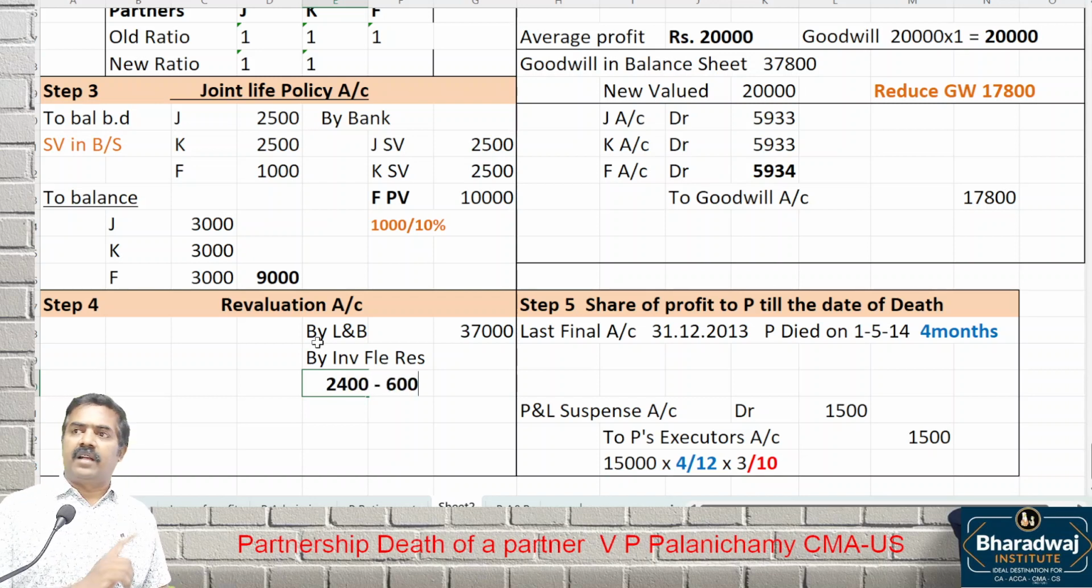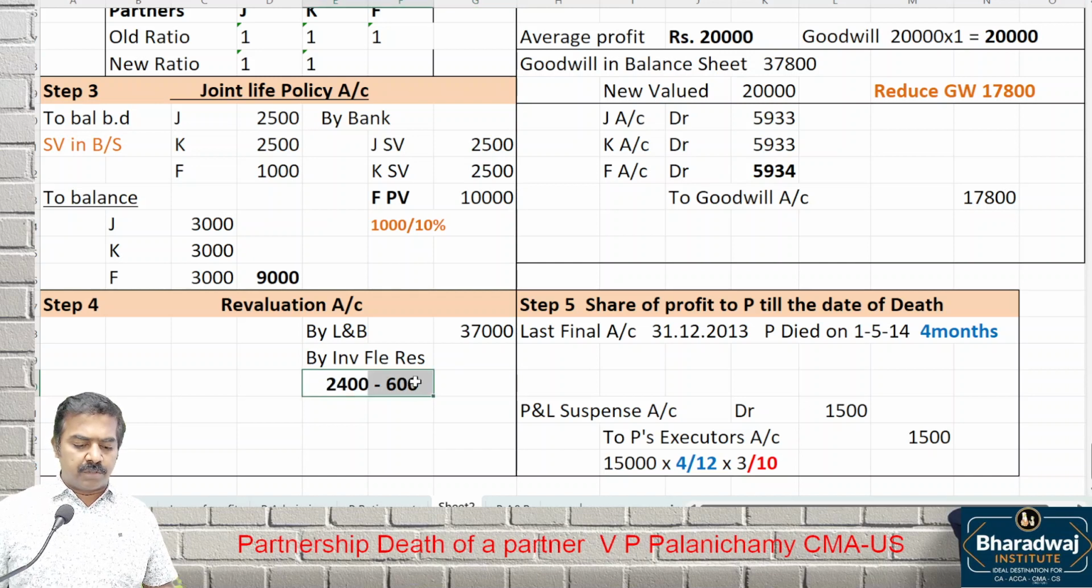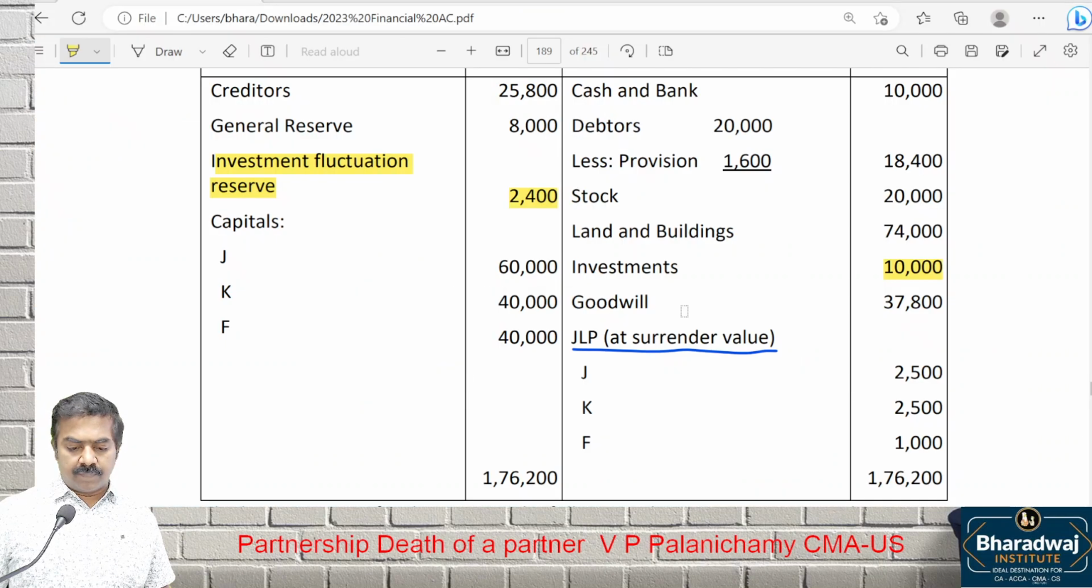This model we have done at the time of admission or retirement of a partner also. Wherever there is a provision available, the loss will be adjusted in the provision. We maintain a provision of 2,400, 600 loss, balance 1,800. Then, what is the next one?